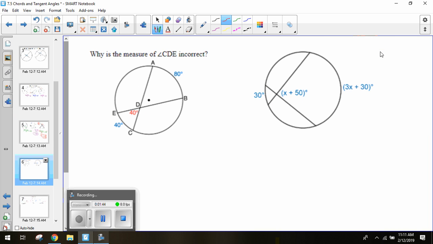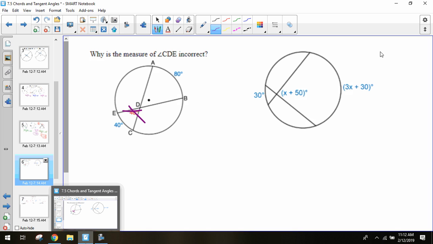So if we look further at these other two, this first problem says, why is the measure of CDE incorrect? So what's different about CDE? Why is that wrong? Because the arc is not the same as the angle. So we know central angles, when your vertex is on the center, the angle and the arc are the same. But because our vertex isn't on the center, it can't be a central angle. So it's not going to be 40. We know that's not true.